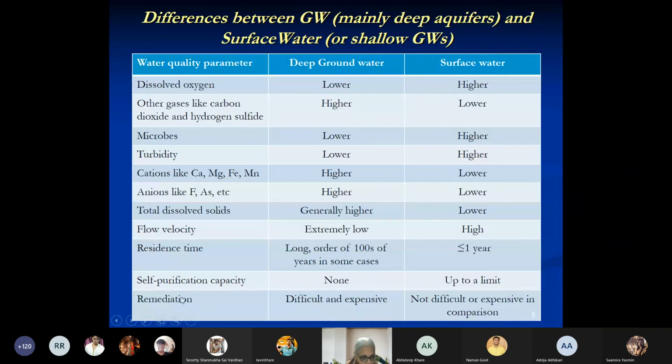So you have to have remediation, treatment. It's difficult, it's expensive, and, like I said, it's invisible, so it's very difficult to do. And in the case of surface water, water treatment has been going on for almost 100 years, maybe more, and it's not so difficult or expensive in comparison to groundwater.